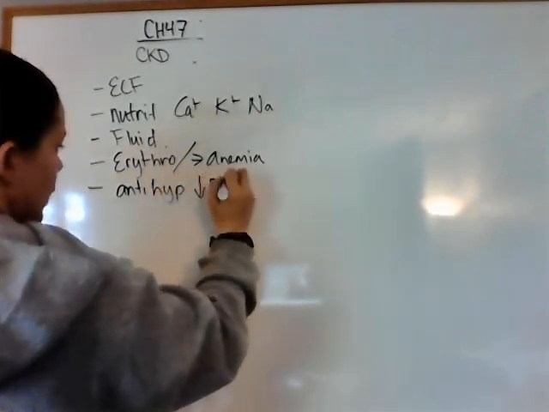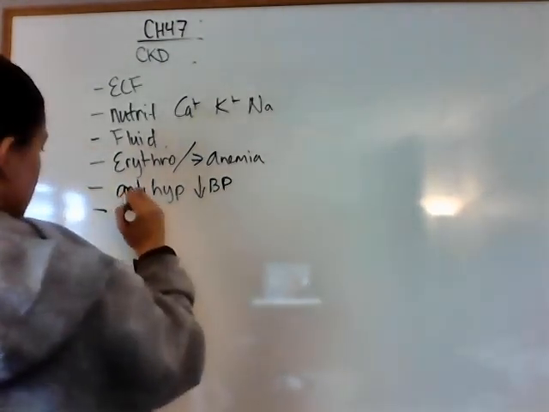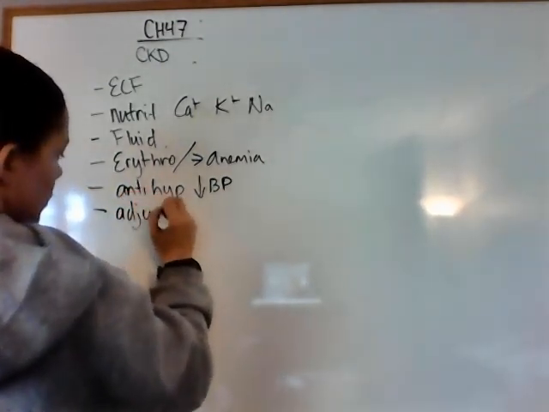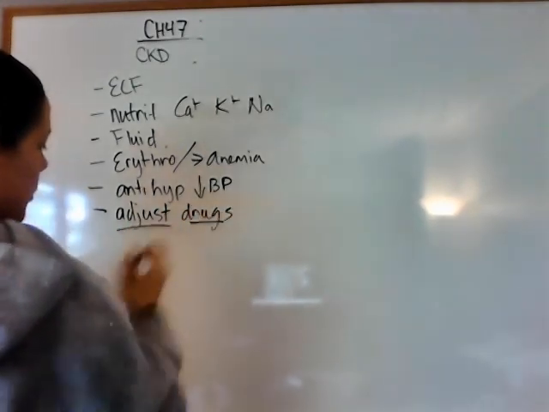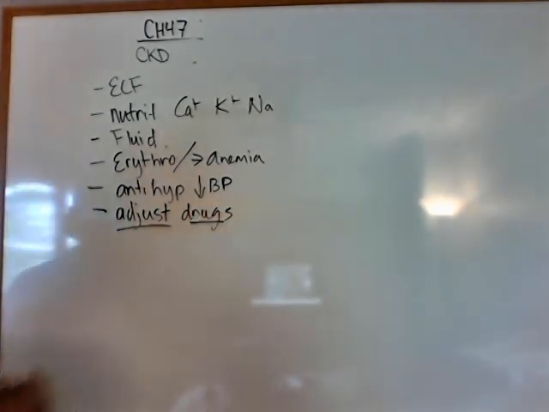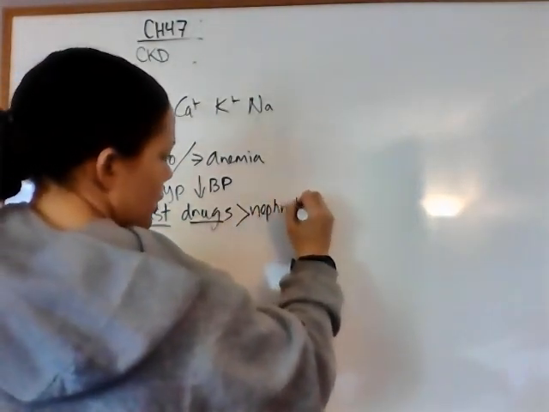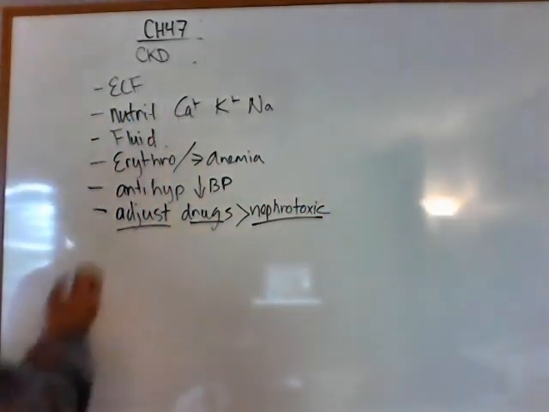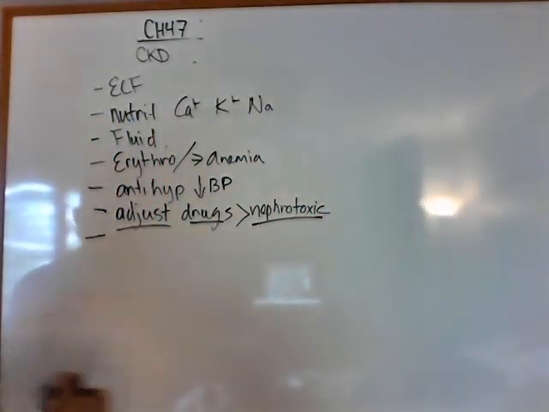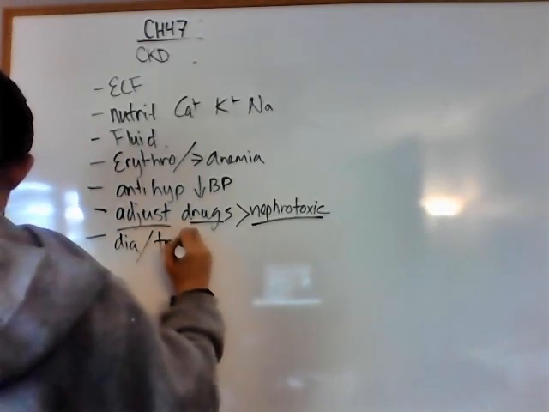We need to get the blood pressure down. That's going to be huge. We have to adjust the drug doses, because insulin and other drugs will float around the body, and eventually they can become nephrotoxic. Even if we're trying to treat it, it can become nephrotoxic because it's been floating around the body for so long. And then, of course, dialysis and transplant will be our other options.